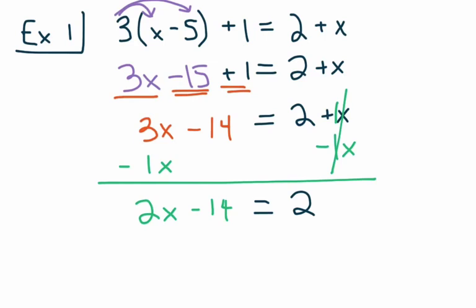Now, one more step in order to move my constant terms over to the right side. I'm going to add 14. The reason I add 14 is because I have this minus sign right here. If this was a plus sign, I would use the opposite term, or the inverse operation, and I would subtract. But because this is a minus sign, I'm going to add 14 to both sides.